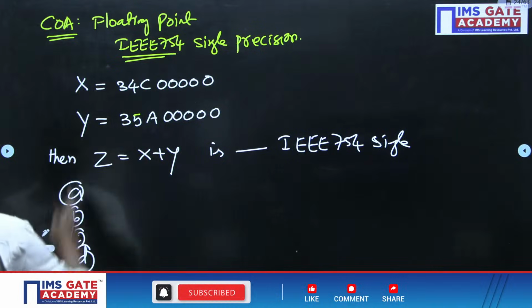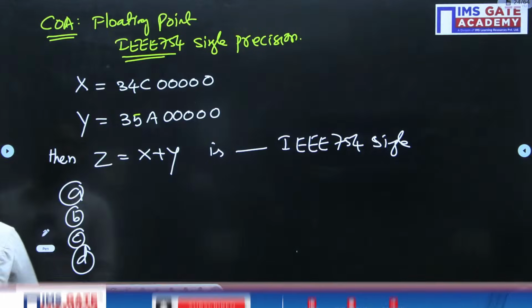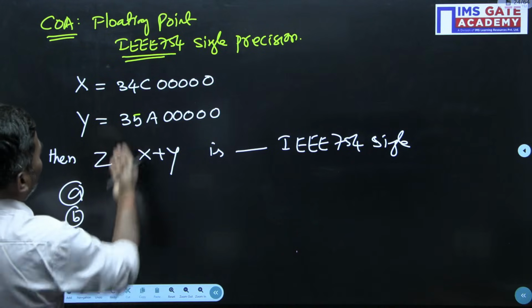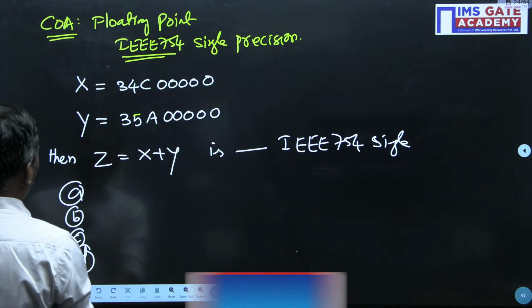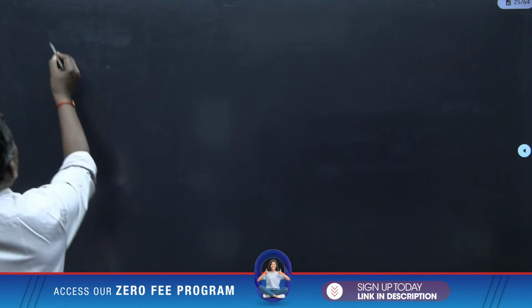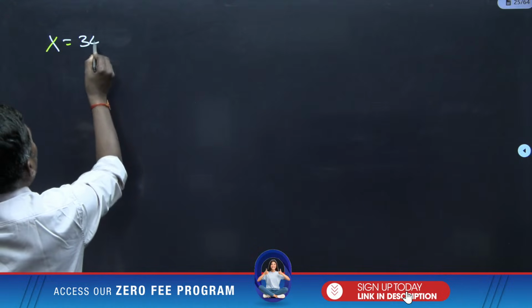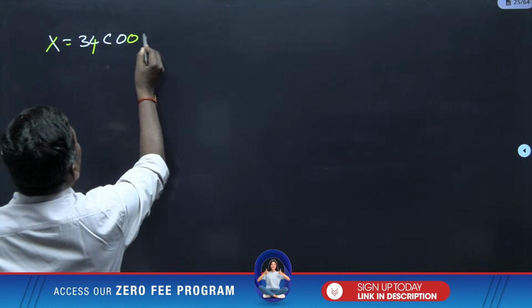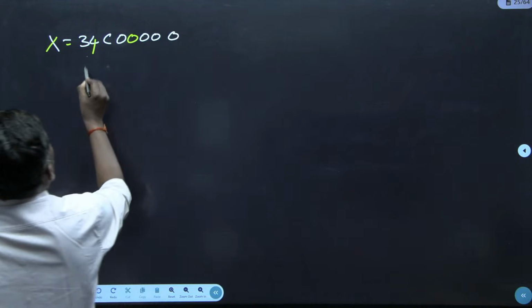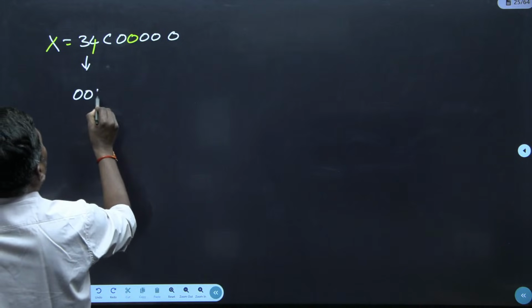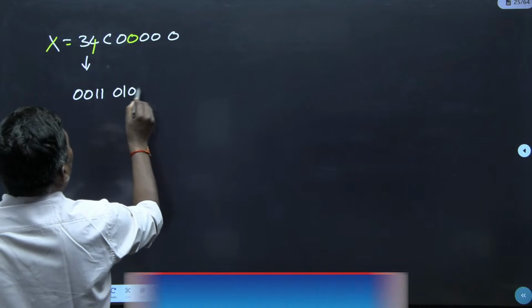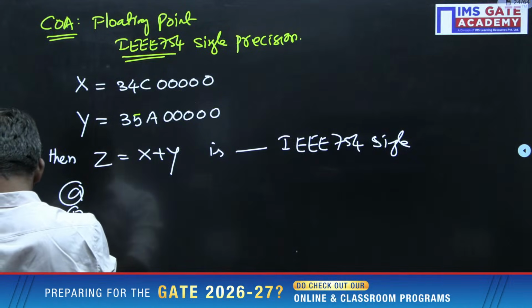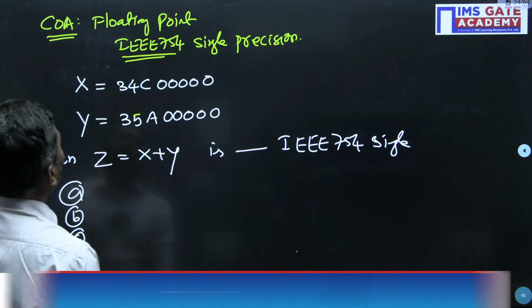So first of all, I should know this X value, right? You can take a decimal and substitute, but it is not required to convert to full decimal. Some format, at least you can write a value expression. So X is given as 34C followed by 5 zeros, right? When I write in binary: 0011 0100, right? 34 only, right? 34 only, right?